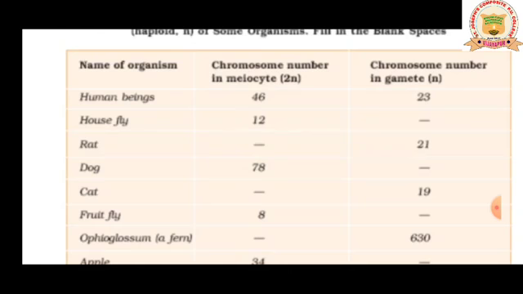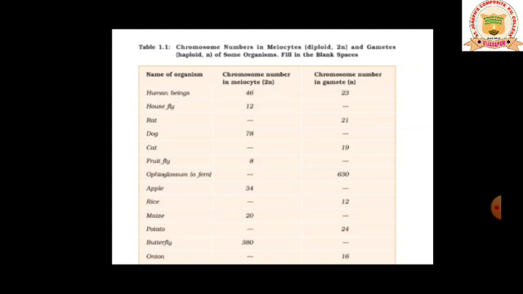So 42, you are supposed to write it in your blank space. I hope you know this. The diploid number of chromosomes, we call it meiocyte. They are the specialized cells called meiocytes present in diploid organisms.